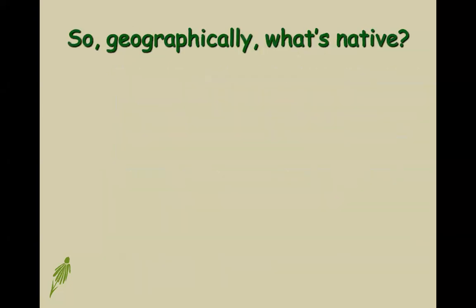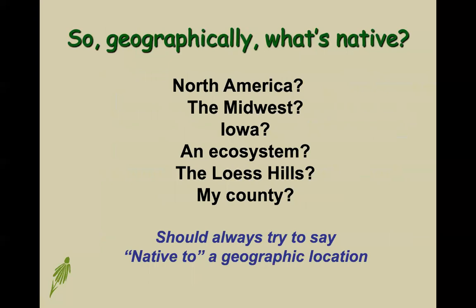So geographically, what's native? Native to North America, native to the Midwest, Iowa, a particular ecosystem that I think we might cover later. The Loess Hills, we're located in the Loess Hills. It's a little bit more unique portion of Iowa. So you say it's native to Iowa. What part of Iowa? Central Iowa, where the glaciers have dug out these potholes, or the Loess Hills, where we have pretty different soil structure and some different weather patterns.